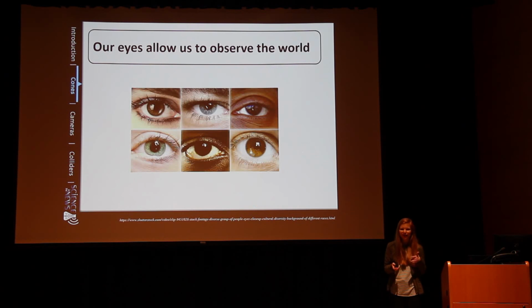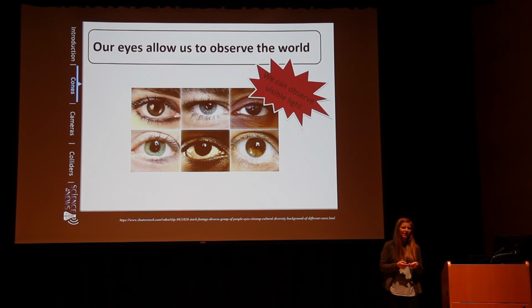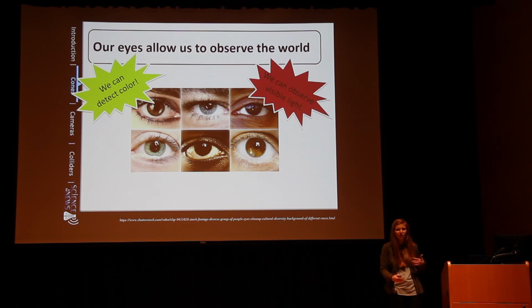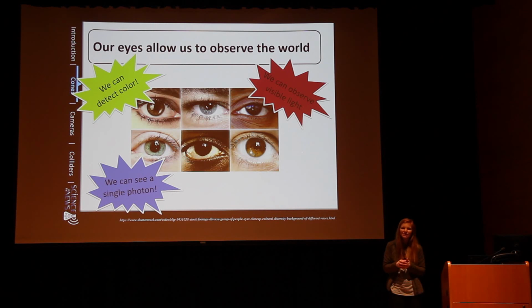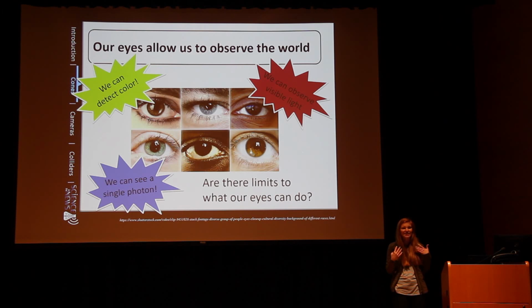So to kind of summarize, our eyes allow us to observe the world around us. They allow us to see visible light. We can detect color through our cones, and we can even see single photons. Is there anything our eyes can't do? And to answer that question, I'm going to turn over to Alex, and Alex is going to go through a little bit more of the engineering principles and how we can perhaps engineer a better eye.